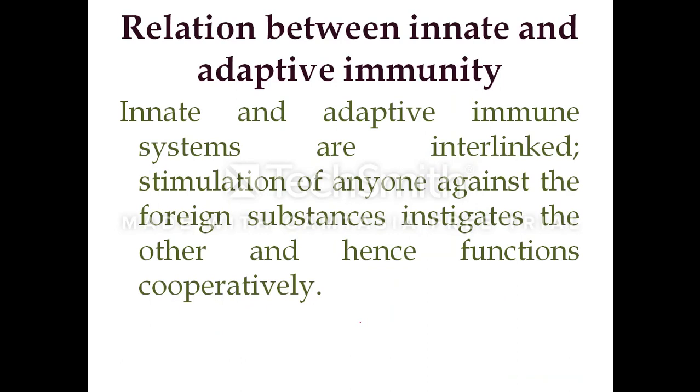Innate and adaptive immune systems are interlinked. Stimulation of any one against foreign substances instigates the other and hence they function cooperatively. We cannot expect only one immune system to function to clear the microorganism. They are interlinked, they act together in order to remove the infection inside the host organism.